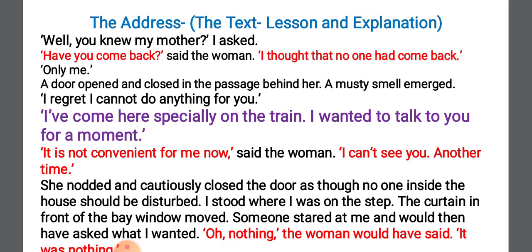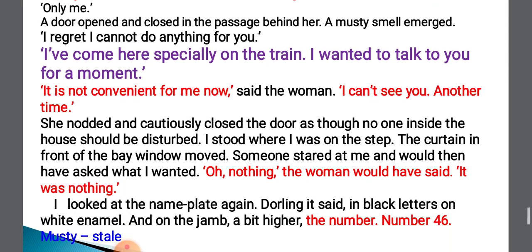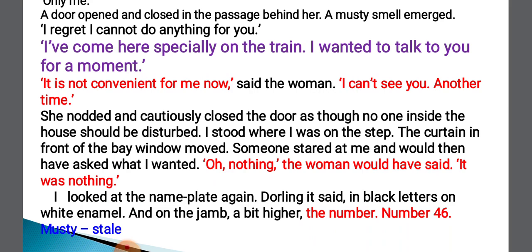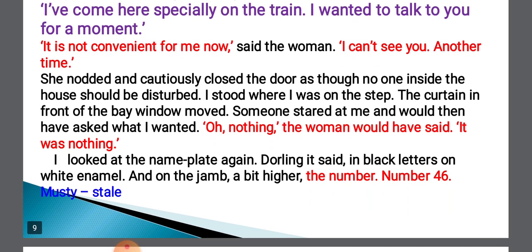The narrator said, "I have come here specially on the train. I wanted to talk to you for a moment." Mrs. Darling said, "It's not convenient for me now. I can't see you. Come some other time." A sound came from inside the room. Maybe her daughter, Mrs. Darling's daughter, who was inside the house, was asking with whom she was talking. So she said abruptly, "Oh, nothing, it's nothing."